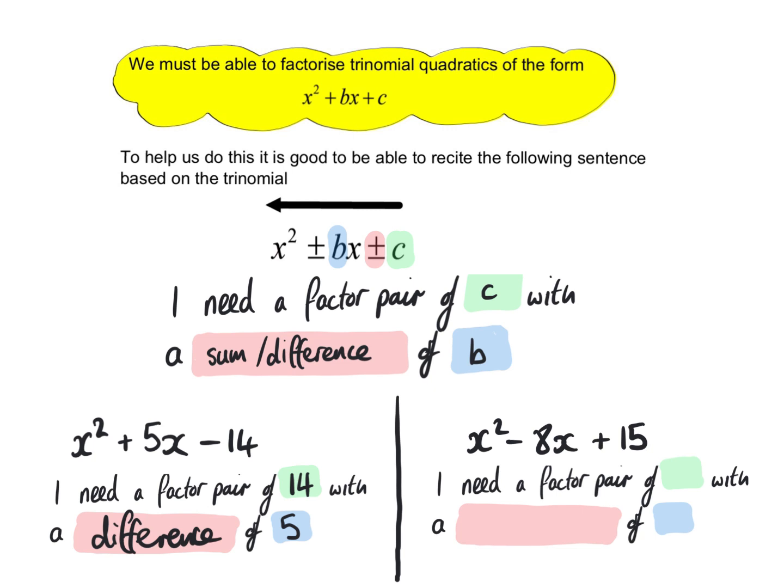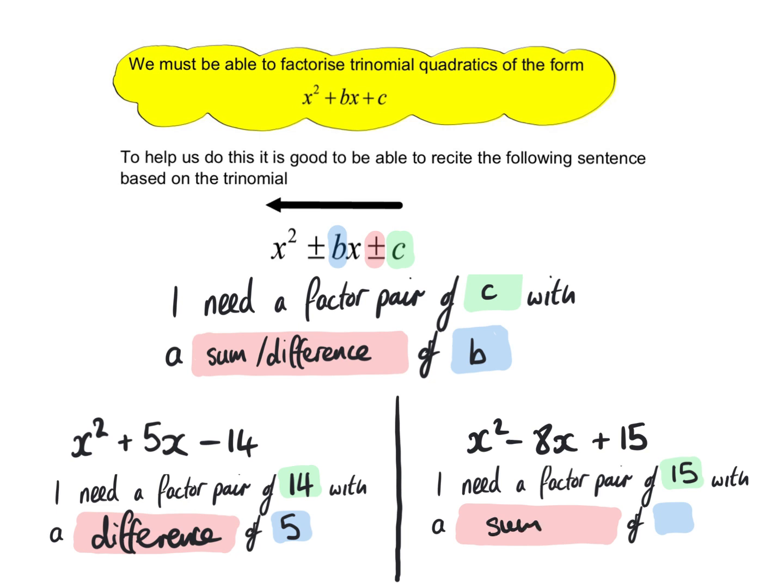Let's look at the next one. We've got x squared minus 8x plus 15. So again, we're working our way from one side to the other here. So we need a factor pair of 15. So the 15 can go in. And then it's with a sum or difference in this space. Now because that sign there is a plus, that means it's going to be a sum, so we can put a sum.